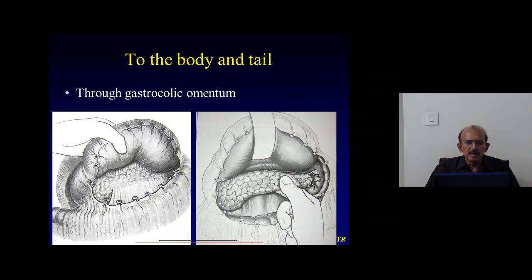The dreaded complication of pancreatic surgery is leak. When pancreatic leak occurs, that causes a lot of misery to the patient as well as to the surgeon also.